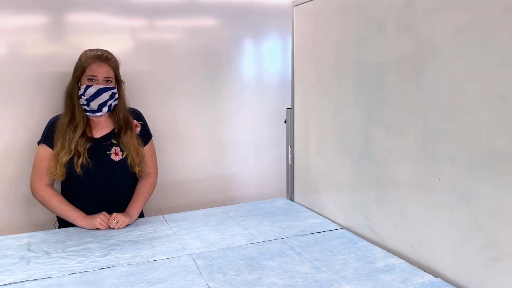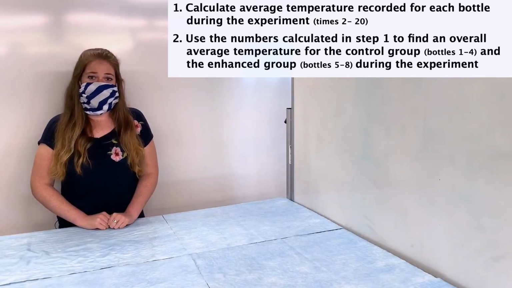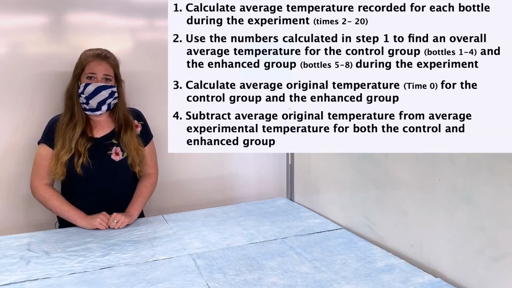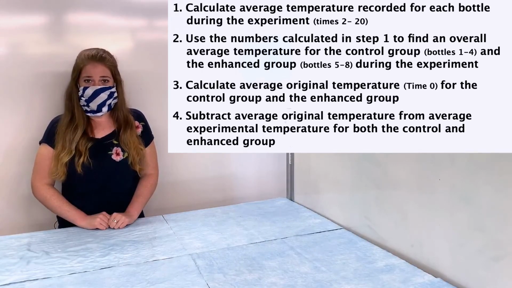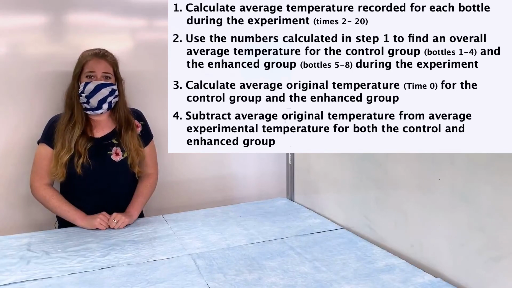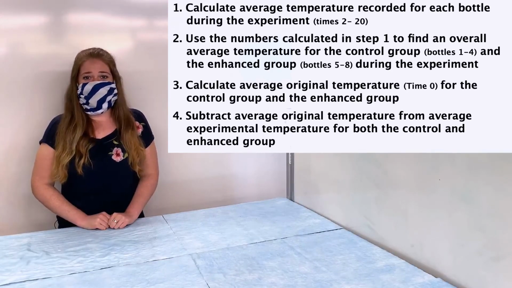Take the average temperature recorded during the experiment for each group and subtract the average initial temperature. When you do this, you should see that the experimental group overall had a higher increase in temperature than the control group. This shows us that in our experiment, the bottles with carbon dioxide added had a higher increase in temperature than those without.